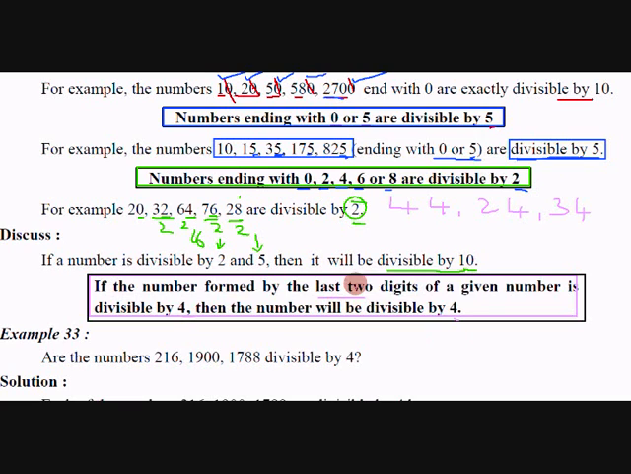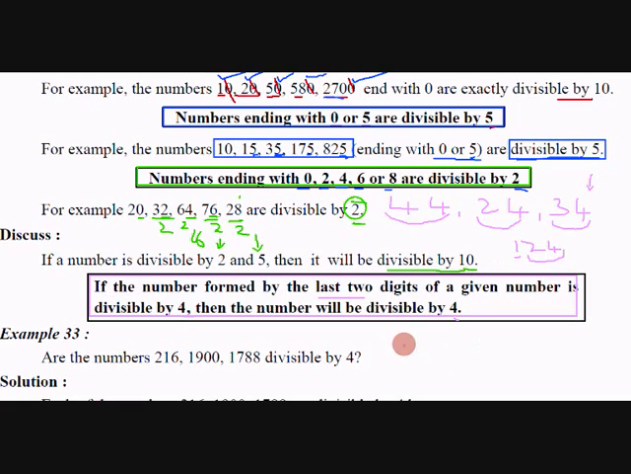So if the number formed by the last 2 digits of a given number is divisible by 4, then the number is divisible. Last 2 we have to think. We cannot take only the last digit. 34 is not divisible by 4, but 24 is divisible by 4. 44 is divisible by 4. But 34 is not. Last 2 digits have to be divisible. Maybe 124, the last 2 digits are divisible by 4. Hence 124 is divisible by 4.